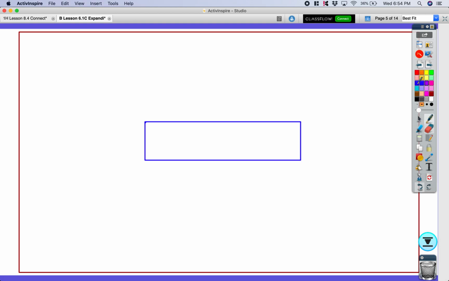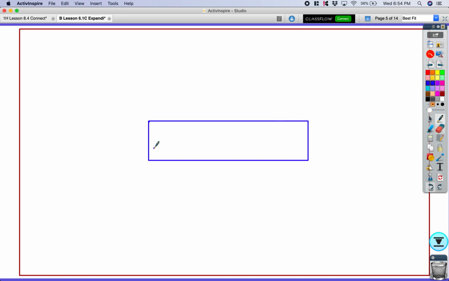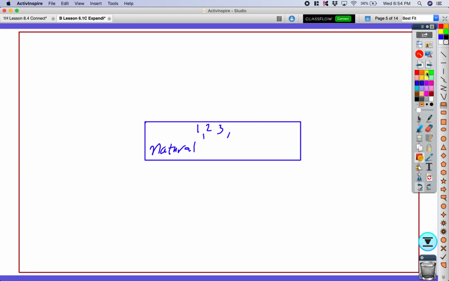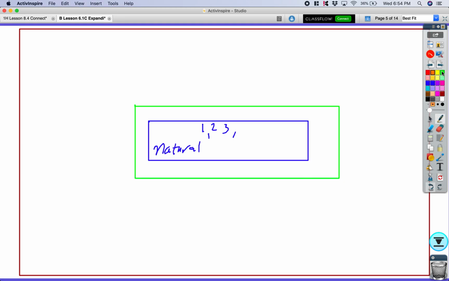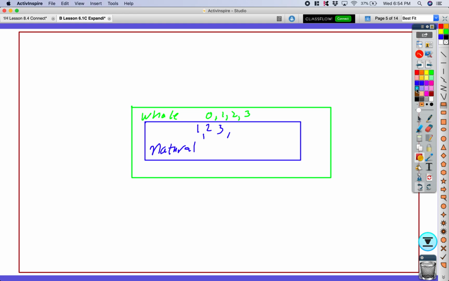This is my whole numbers. These are my natural numbers. And remember, this is 1, 2, 3. Then after that, we're going to expand and come up with the next one, which was the invention of the number 0. When we invented 0, that was 0, 1, 2, 3. And this is what creates the whole numbers. All right, so then let's go ahead and expand.